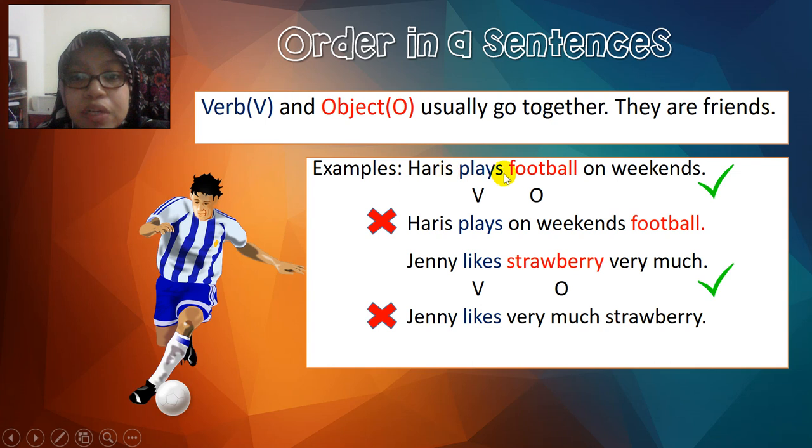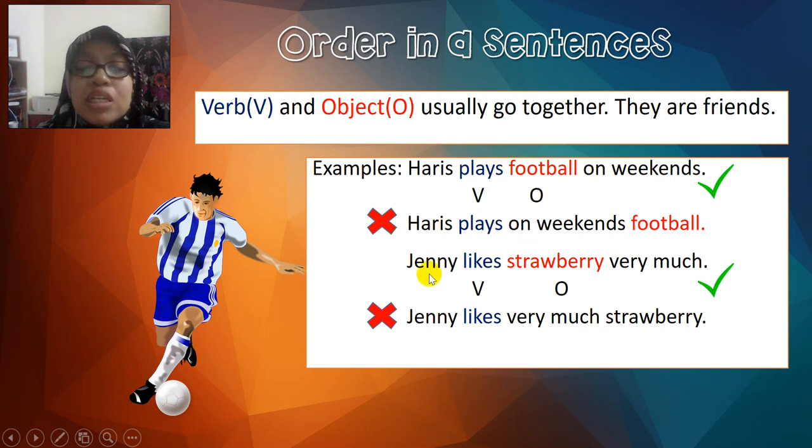Contohnya apa? Haris plays football on weekends. Haris plays football. Plays bermain bola on weekends. Pada hujung minggu. Awak tak boleh kata Haris football plays. Okay, dia kena plays football. Awak kena letak verb dulu, kata kerja dulu, baru objek. Dan dia punya time description dekat belakang sekali. Haris plays on weekends football. Tak boleh lah macam ni on weekend dekat tengah-tengah.